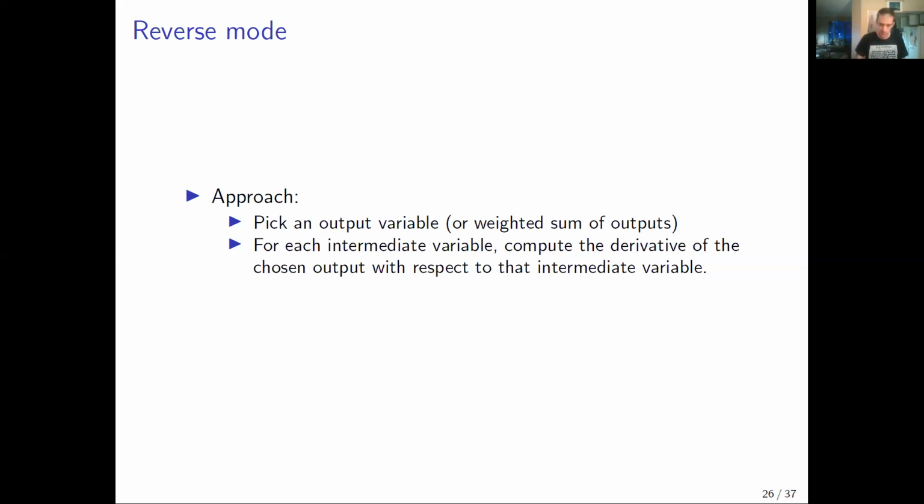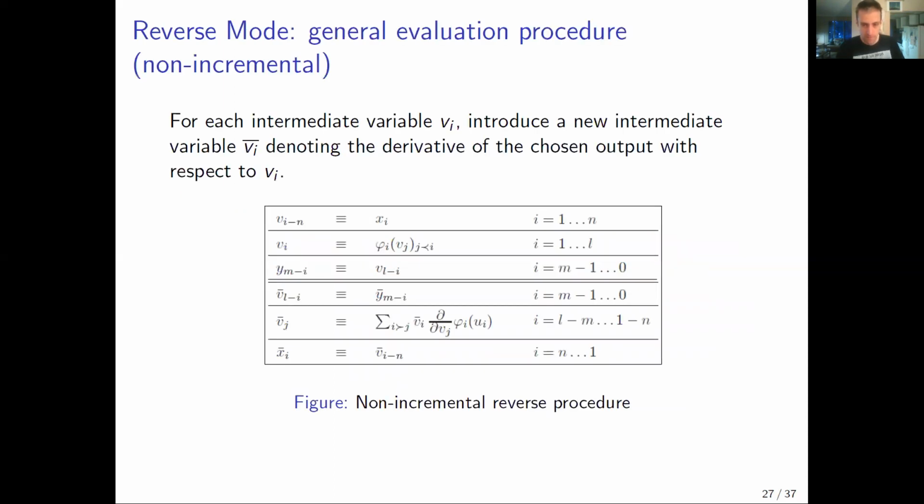Okay, and so just as we showed how you transform the general evaluation procedure to get the forward mode transformed evaluation procedure, we can show how you get the reverse mode transformed evaluation procedure. And where before for each intermediate variable vi we added vi dot, here we're going to, for each intermediate variable vi, add vi bar. And vi bar, remember, is going to denote the derivative of the chosen output with respect to intermediate variable vi.